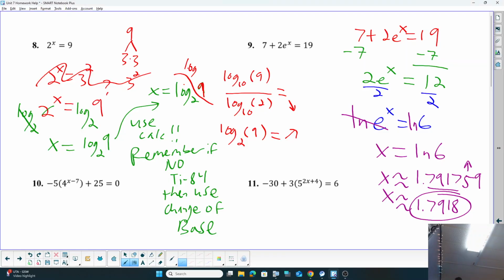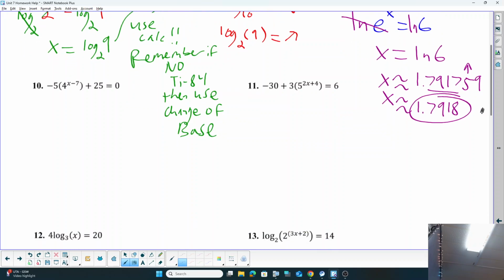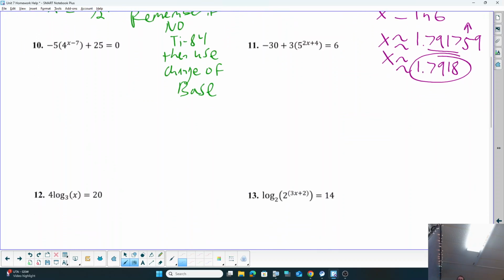So we're finishing up 7.4 right now. Problem number 11 is what we're working on. Try number 10 on your own. Get that negative 25 over, divide by negative 5. Number 11, give it a try on your own.